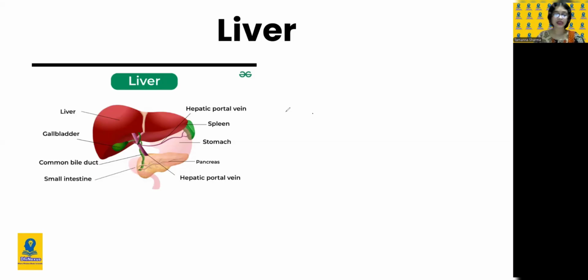The liver is located in the upper right part of your abdomen. So what does the liver do? See, the liver is the largest gland in the body. Please remember that, because many times in GK also it's asked, and it's a universal question. So, which is the largest gland in your body? It is the liver. Largest gland in the body.